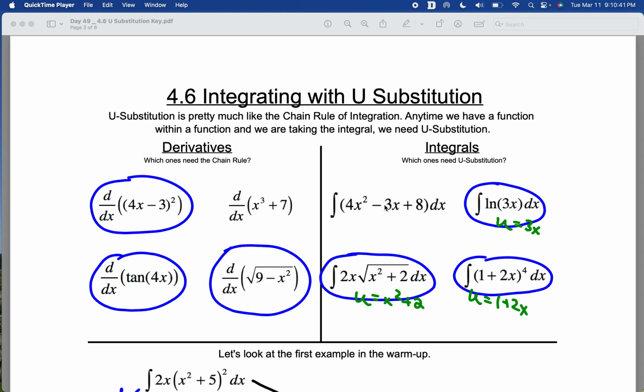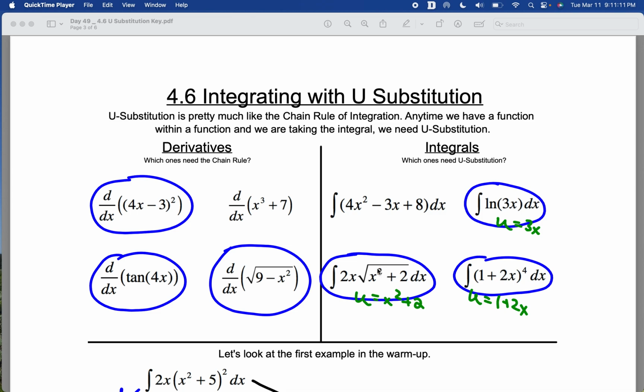Based on that, same idea over here. What do you think needs U substitution? We're looking for something similar to this over here. Do we have something other than x to a power, or inside a different function? Looking at this one, it looks like just a normal power rule one, so I don't need U substitution here. But this one, I have something other than x inside ln, so I would need U substitution here. And in this case, U is 3x. U is always the inside function.